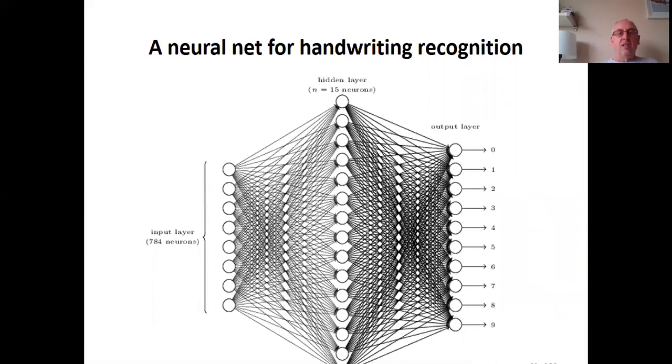Here's a neural net for handwriting recognition, trying to recognize just 10 different symbols and make a prediction as to whether it should be a 0 or 1 down to a 9, and you can see how complicated this is already. So a neural net for translation or image recognition or speech recognition is going to be very, very complex indeed.